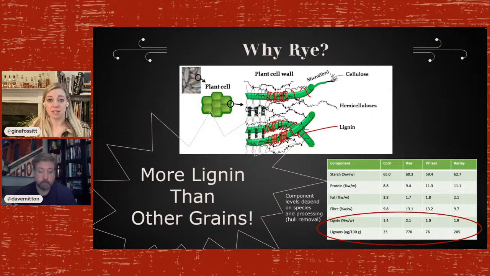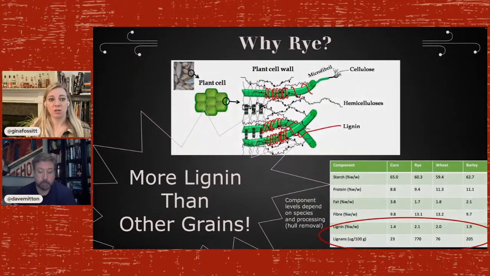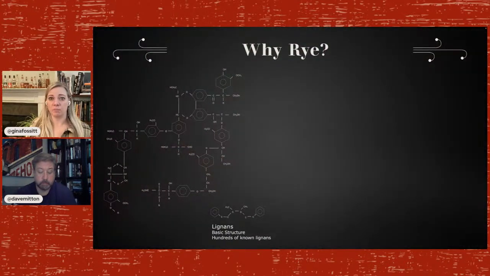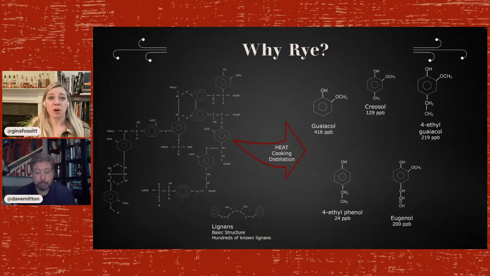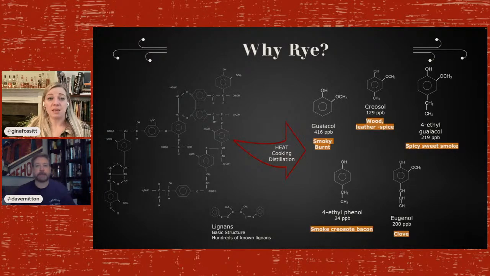And what that means is that when you break it down, so here's lignin, this giant molecule. When we break it down by heating it, we break this molecule apart through cooking, through distillation. It's going to break apart into these different flavor compounds: guaiacol, creosol, et cetera, eugenol. You're going to end up getting these nice flavor compounds coming to life: clove, wood, leather spice, spicy sweet smoke, burnt, smoky, bacony, all kinds of things.